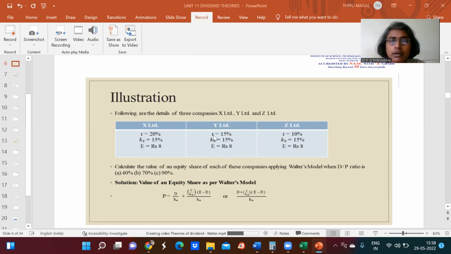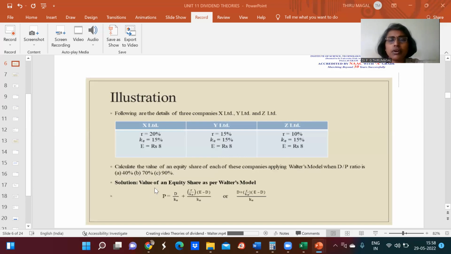Then Y Limited, R and K both 15%, which means it's a normal firm, and the E value, the EPS value, is again 8. And Z Limited, if you check, R value 10% and K value 15%, which means return is less than the cost, which means it's a declining firm. So now calculate the value of an equity share for each of these companies by applying Walter's model when the dividend payout ratio is 40%, 70%, and 90%.